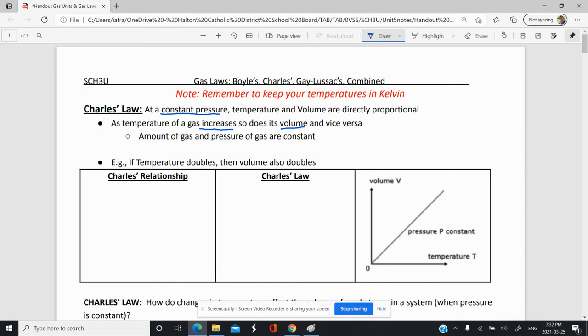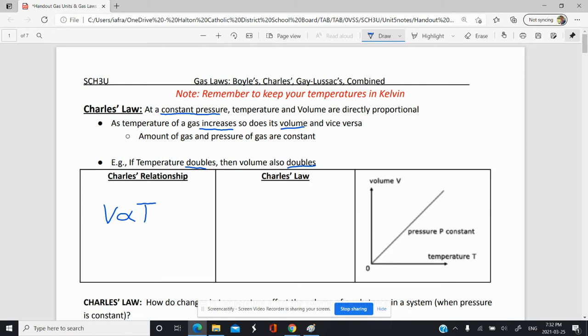How would we write that relationship out in a simpler way? We could say that volume is proportional to, this means proportional to, temperature. Essentially, if one goes up, the other goes up. If one goes down, the other goes down. For example, if temperature doubles, then volume will also double.